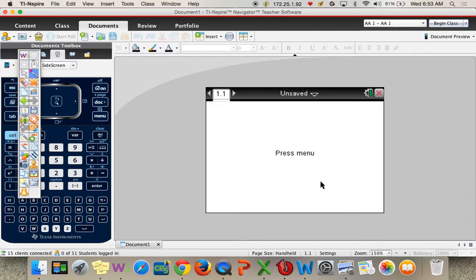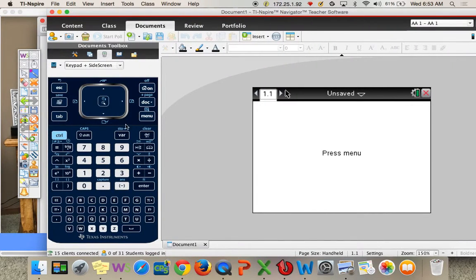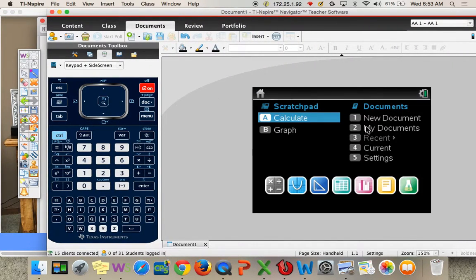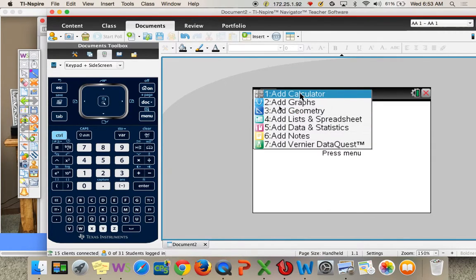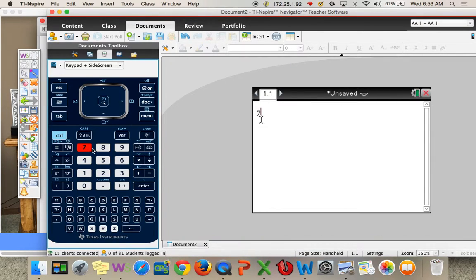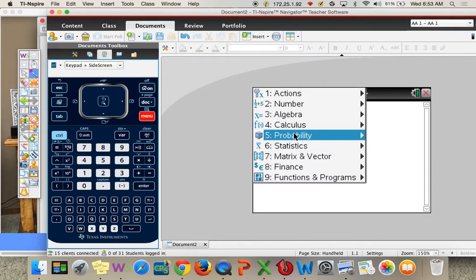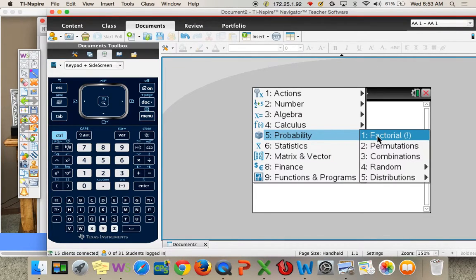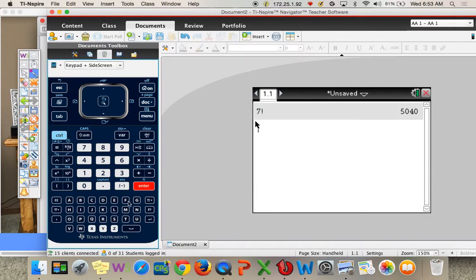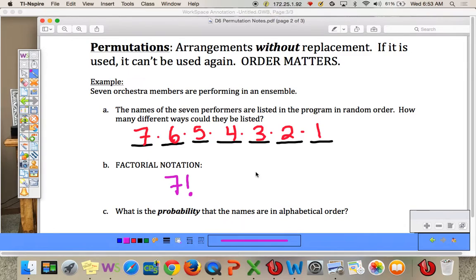In our calculator, it's actually programmed in. If you open a calculator page and press 7, and then menu, probability, there's that factorial. So 7 factorial will multiply 7 times 6 times 5 times 4 times 3 times 2 times 1. And the answer is 5,040. So there are 5,040 different ways to list the 7 performers.